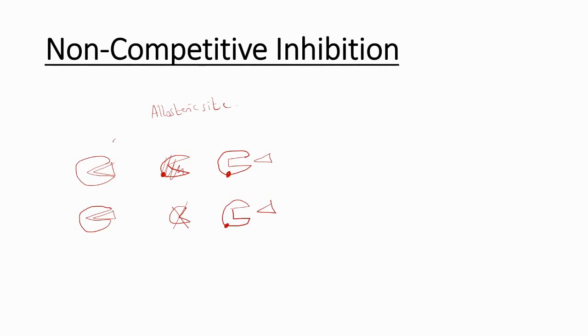And this is a very important consideration. How do you reverse this non-competitive inhibition? Well, by removing the non-competitive inhibitor. The non-competitive inhibitor doesn't bind permanently, it can dissociate. If you reduce the concentration of this, it will reduce and eventually eliminate this type of inhibition.